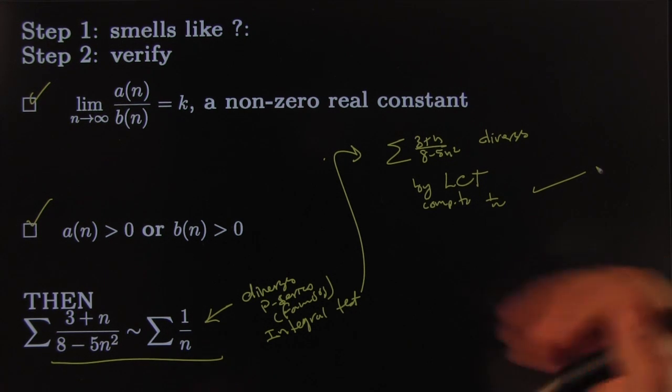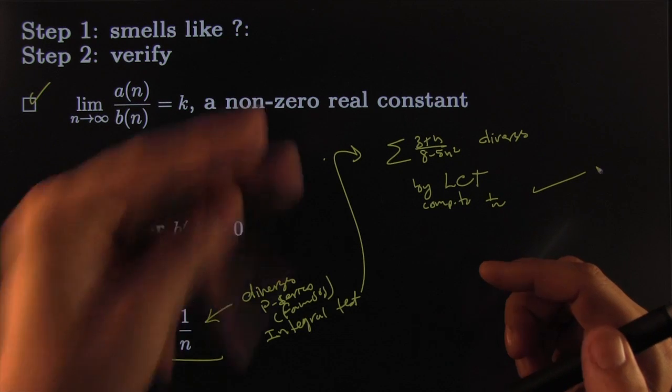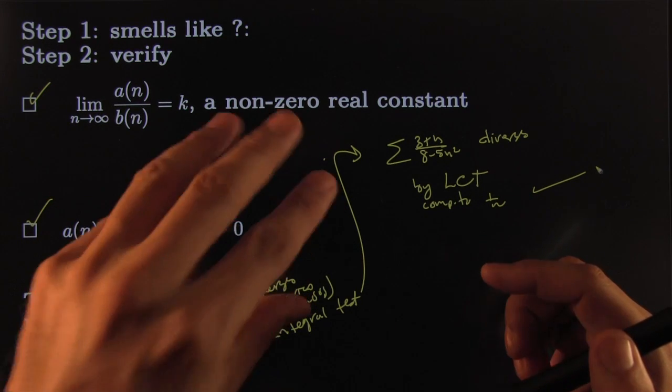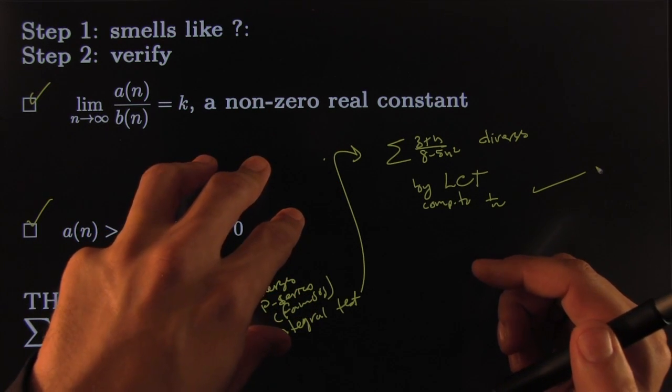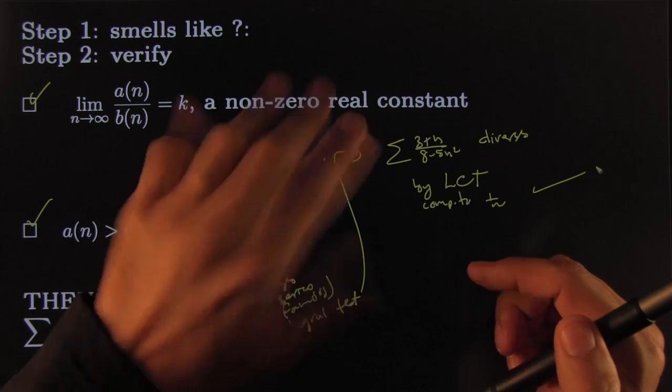Very nice example. It's not very hard, but it shows you exactly the right steps, the right way of thinking about the limit comparison test. Alright, come back for another example. See you guys.